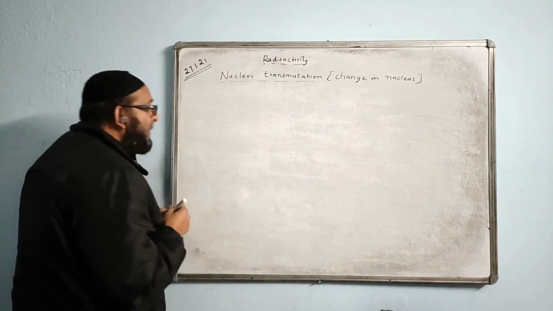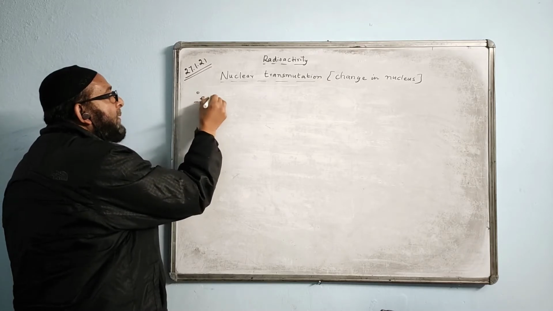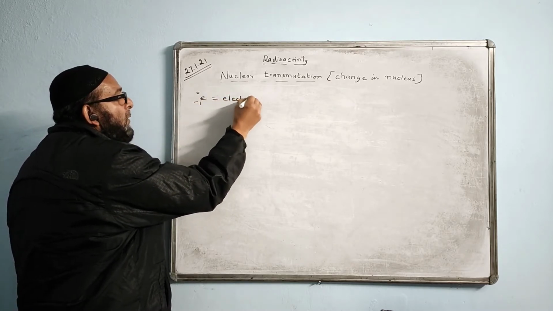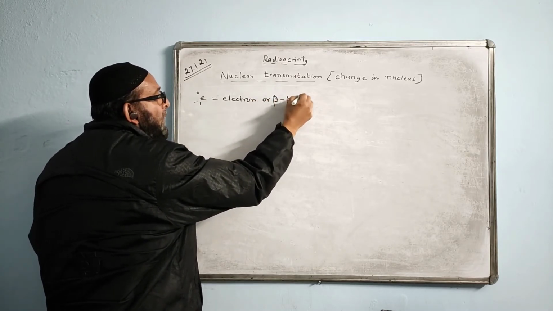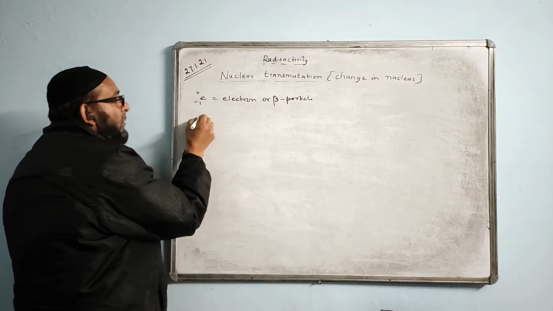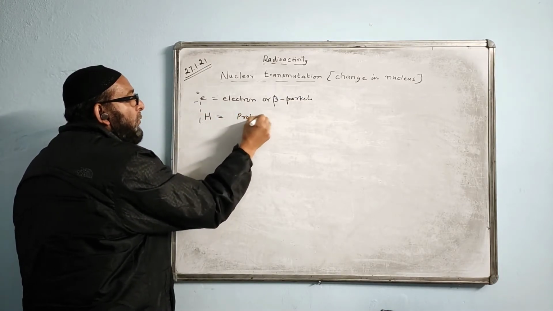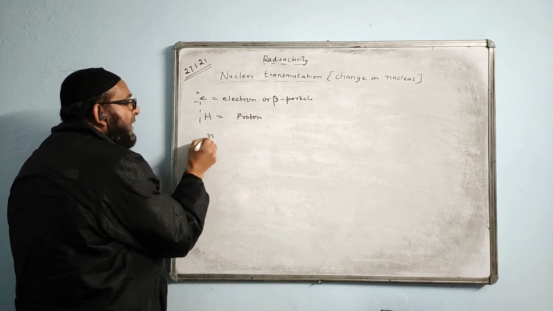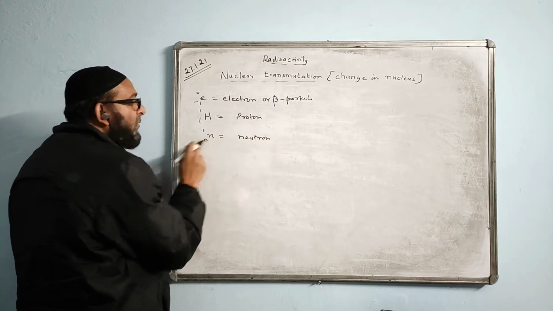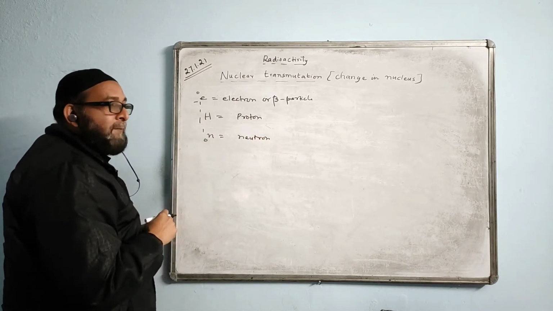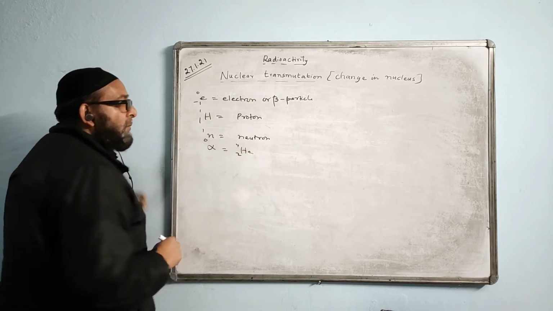Okay, now sometimes they give, I will just write here, this is the meaning of electron or beta particle. This is electron, or beta particle. Okay, now this one, 1H1, is called proton. Neutron we write as 0, 1. This is the symbol for neutron, this is the symbol for proton. And alpha particle is 2 and 4, helium.